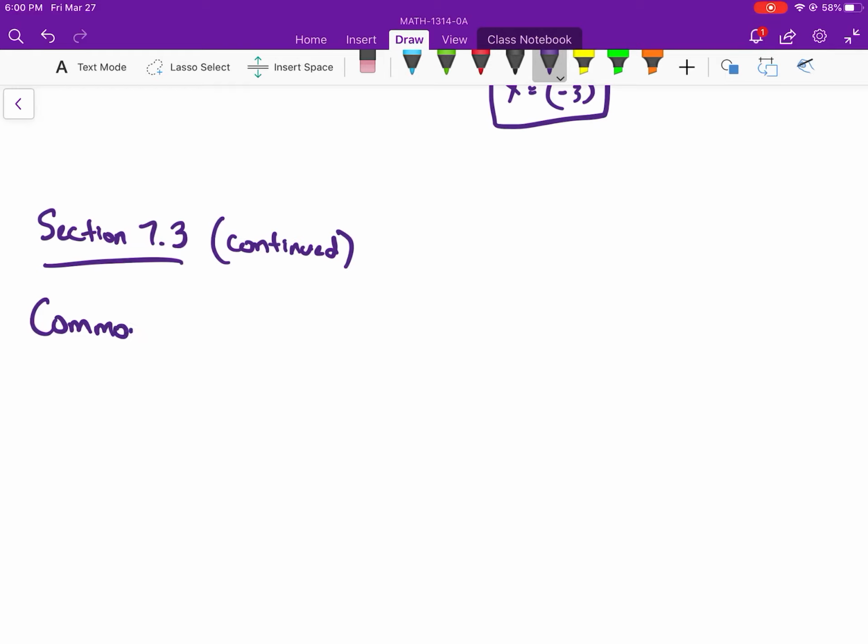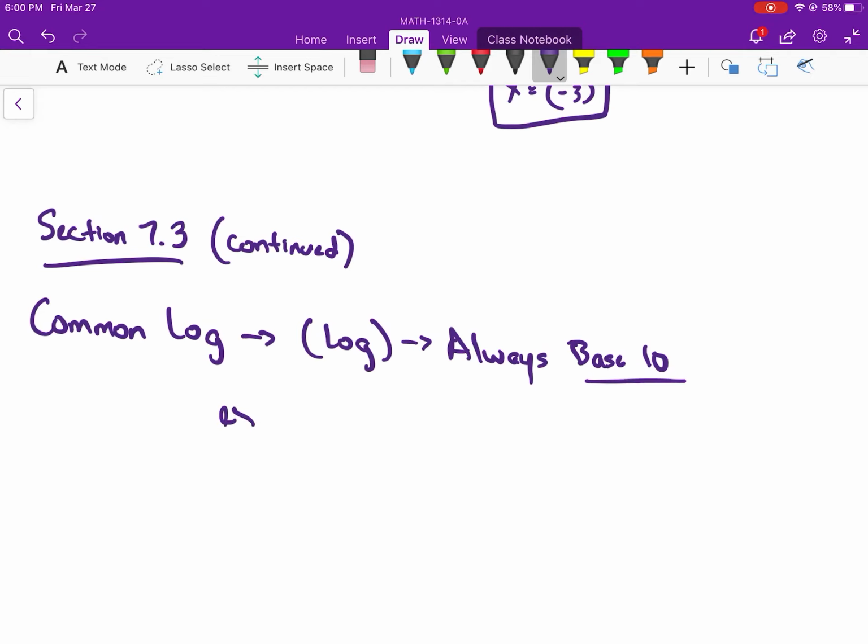The first one is called common log. This is the log that's on your calculator, okay? It just says log, okay? That does stand for common log. This is always a base of 10. Always base 10.